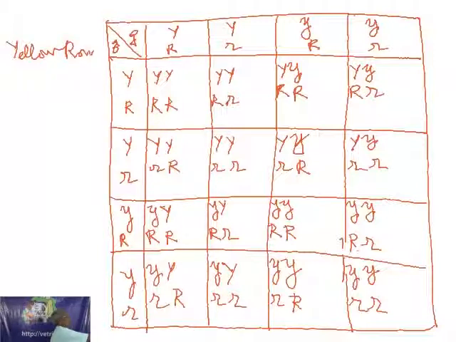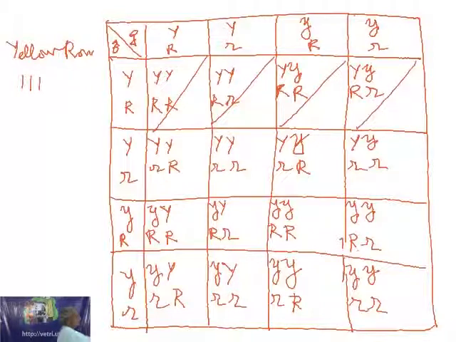Yellow round. How many plants are there? This is yellow round, 1. See how I am doing systematically. This is also yellow round. This is also yellow round. This is also yellow round. 4. And this is also yellow round.